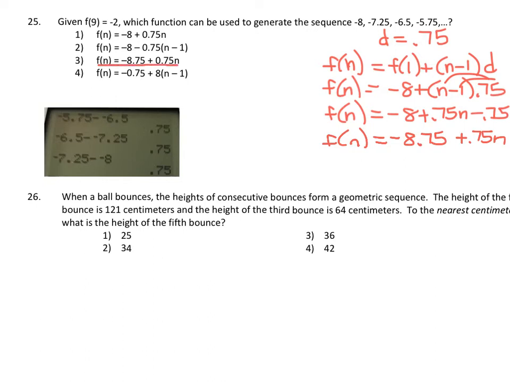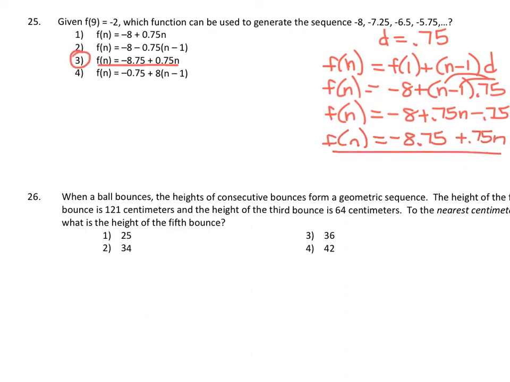Okay, this says the same exact thing as this, so choice 3 is our answer. Now, a little shortcut of what we could have done. See this in the beginning here? F of 9 equals -2. We could have replaced all of these n's with 9's, meaning we would replace any n you see in the formula with a 9, and see which one equals -2.